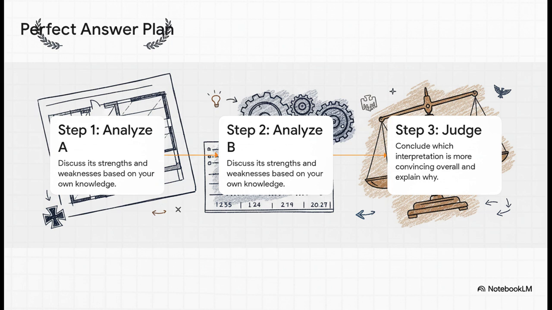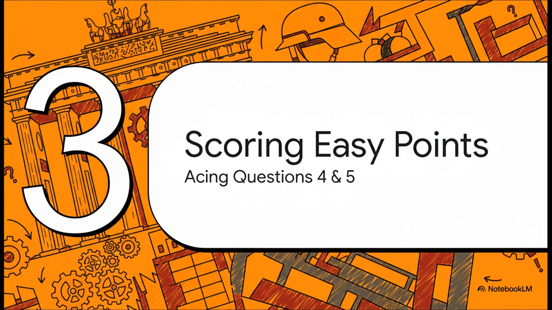And here's a pro tip. The best answers might argue that, hey, interpretation A is really convincing on this point, but B is more convincing over here. It shows you're thinking like a real historian. Okay, so you've made it through the interpretation gauntlet.